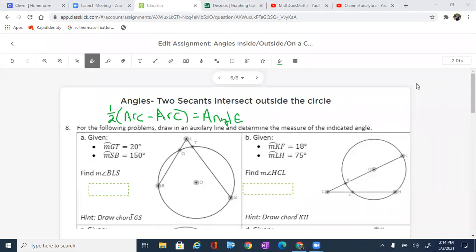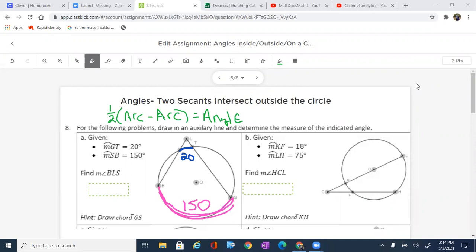So the first thing I'm going to do is read this. It says GT is 20, so let's go ahead and put that in. There's 20. My next arc is going to be 150. So I'm going to come over here. It says BS or SB, depending on how you want to say it, is going to be 150. And then what we're going to do is simple: we're going to take the large one and subtract the small one from it.